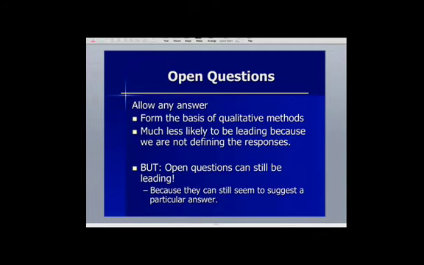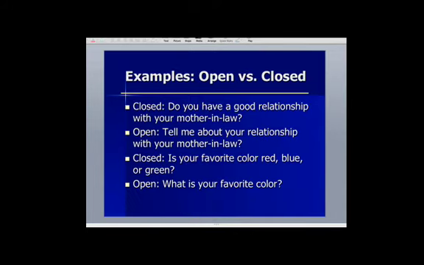Open questions then allow any answer, and they form the basis of qualitative methods. They're much less likely to be leading because we're not defining the responses. But you just have to be careful, because sometimes they can still seem to suggest a particular answer. Examples of open versus closed. So a closed question would be, do you have a good relationship with your mother-in-law?